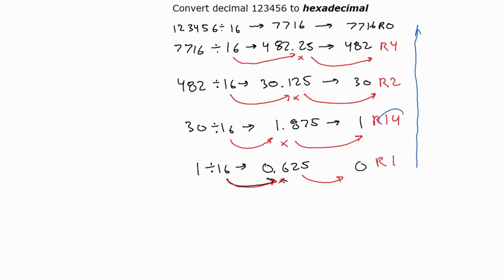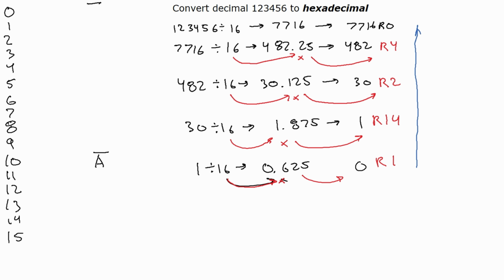However, you see this 14 right here? Well, we don't have a number to represent 14 in hexadecimal. We have a letter instead. We go from 0, 1, 2, 3, 4, 5, 6, 7, 8, 9, 10, 11, 12, 13, 14, and lastly 15 in hexadecimal. The numbers 0 through 9 are represented as numbers, and then 10 is an A, 11 is a B, 12 is a C, 13 is a D, 14 is E, and 15 is F.